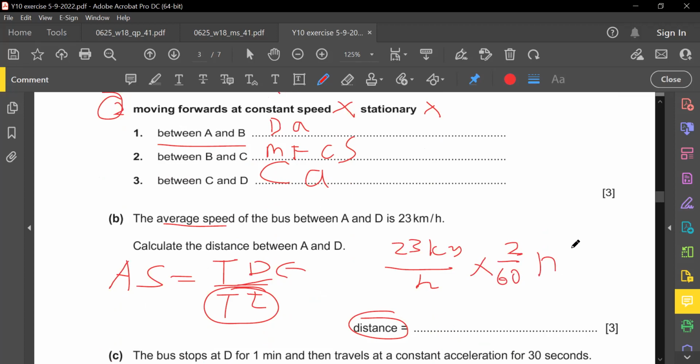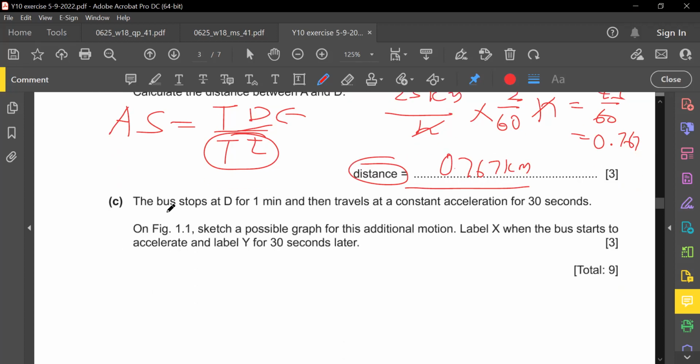So you press this in the calculator, and you'll get 23 times 2 divided by 60, which is going to be 0.767. What's the units here? Yeah, km. It's supposed to be in km here. Okay.